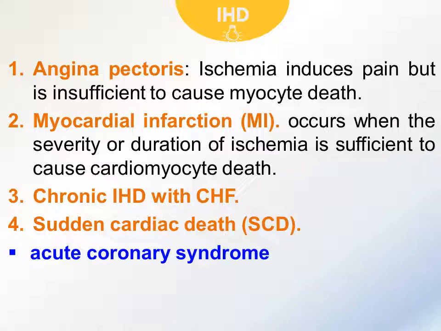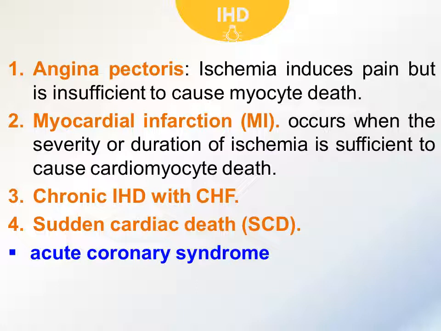Secondly, we have myocardial infarction, which occurs when the severity or duration of ischemia is sufficient to cause cardiomyocyte death. Thirdly, we have chronic ischemic heart disease with congestive heart failure. Progressive cardiac decompensation occurs after acute myocardial infarction or secondary to accumulated small ischemic insults, and finally precipitates mechanical pump failure.